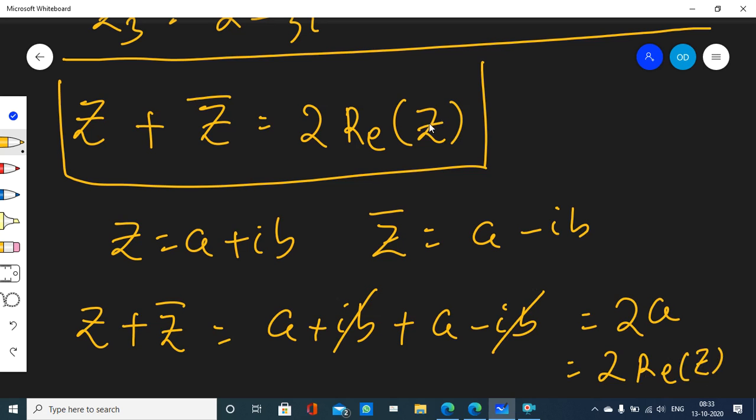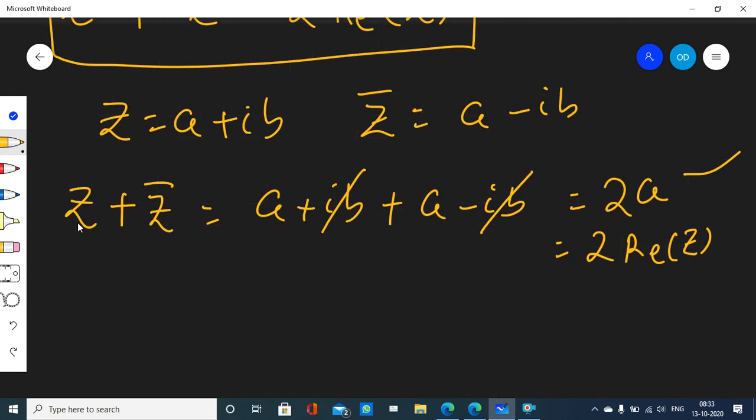Can I write the real part of z conjugate? Why not? Because they are the same. The real part of z and the real part of z conjugate are the same. So you can write it here, but we just stick with one: 2 times the real part of z.